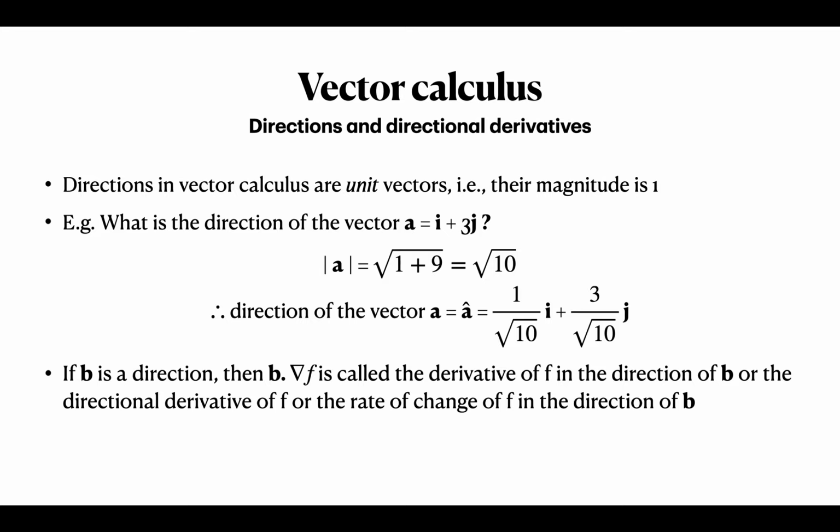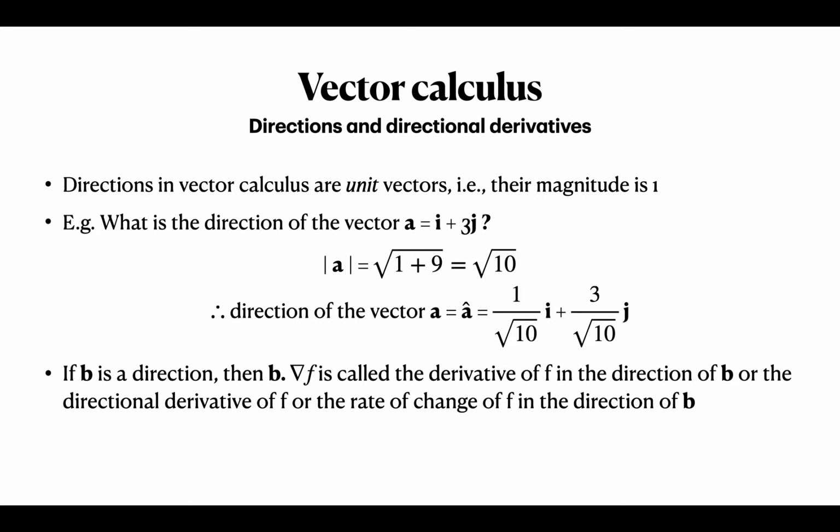Here's an important definition. If b is a direction, then b dot the gradient of f is called the derivative of f in the direction of b, or the directional derivative of f, or the rate of change of f in the direction of b. All right? So this combination, b dot the gradient of f, is very important in vector calculus.